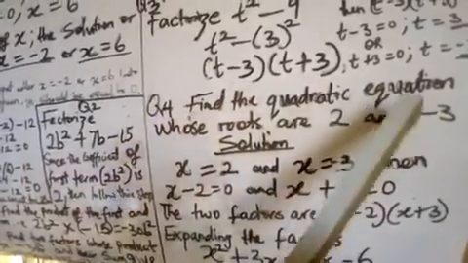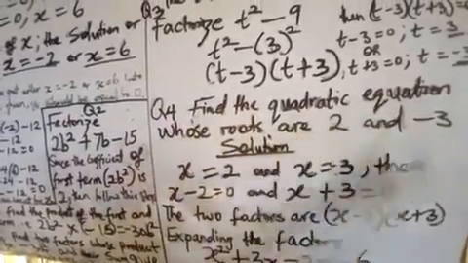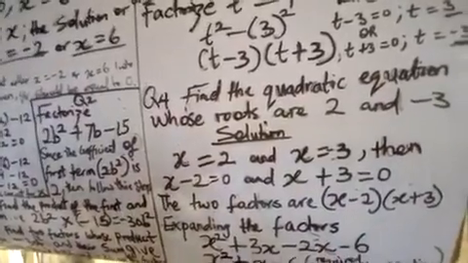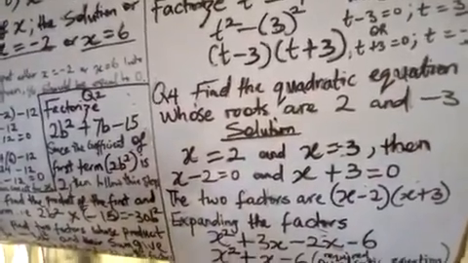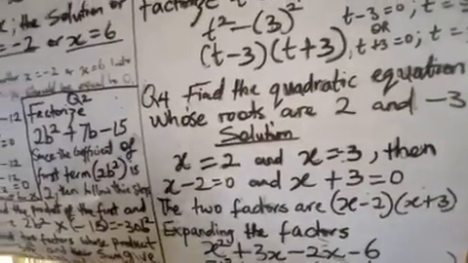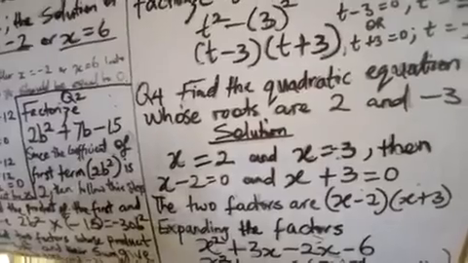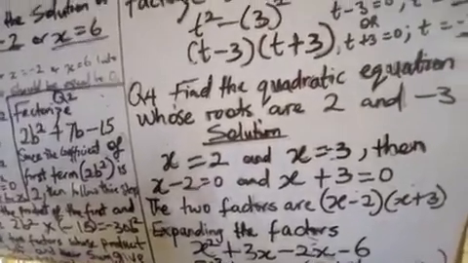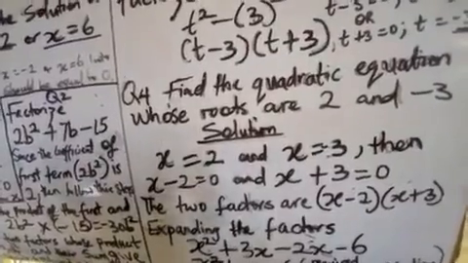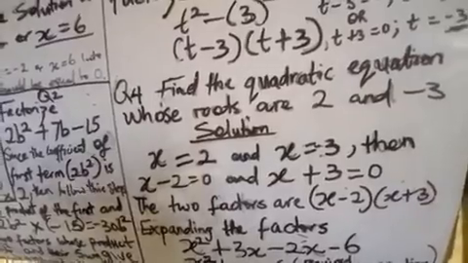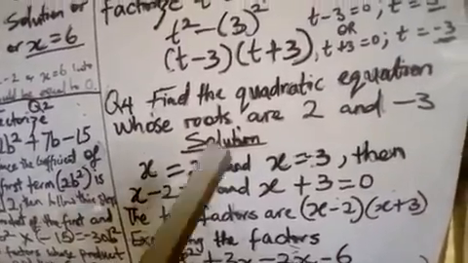Find the quadratic equation whose roots are 2 and minus 3. So I'm bringing question number 4 because sometimes, in some of the questions that you could find as regards quadratic equations, roots can be given. You understand? Roots can be given to you, and from those roots you're able to form that quadratic equation or quadratic expression. So let's go.